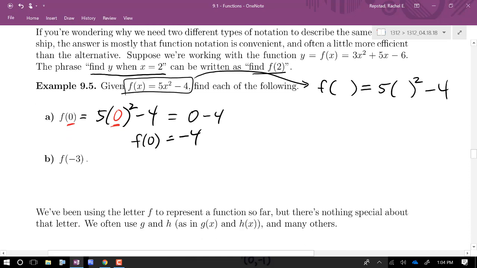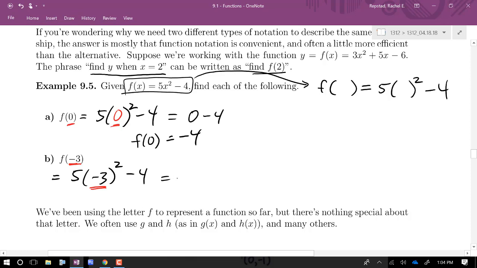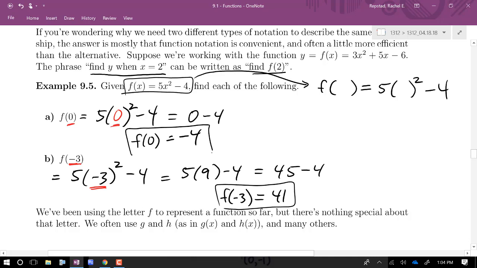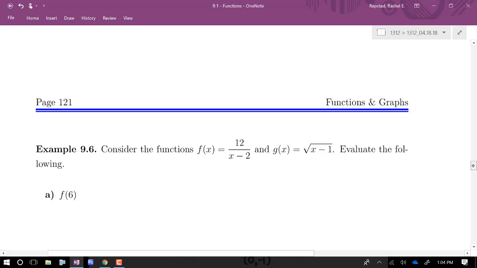F of negative 3, we're going to do the same thing. So 5 times something squared minus 4. Whatever number goes inside the parentheses here has to go inside of any set of empty parentheses on the other side of the equation. So we have 5 times 9 minus 4, which is 45 minus 4, or 41. So there's f of negative 3. Here we're using f, but we could use whatever letter you feel like using. G of x, h of x. Greek letters are popular. Everybody likes Greek letters, I guess.